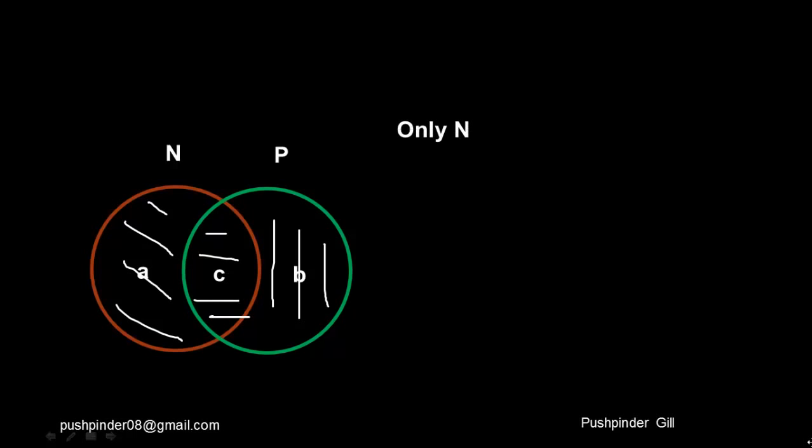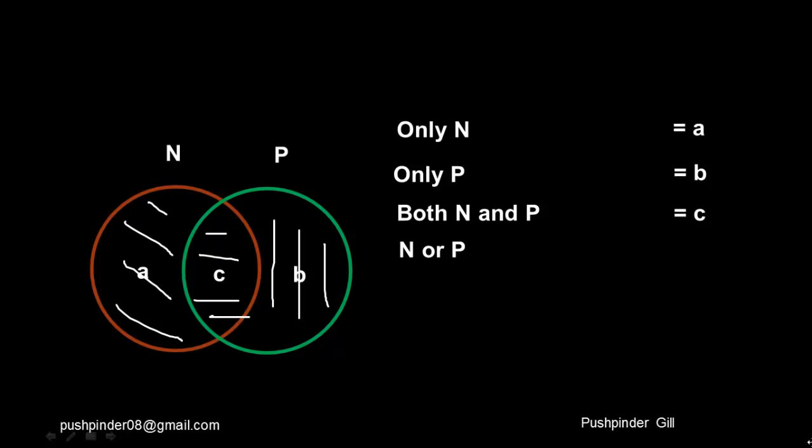If you want to calculate how many people have only notebooks, that will be denoted by A. If you want to know how many people have only pencils, that will be denoted by B. If you want to know how many people have both notebook and pencil, that will be denoted by C. Similarly, if you want to know how many people have either a notebook or a pencil, that would be the sum of all these, because this has a notebook, this has a pencil, this has both notebooks and pencils. So that would be A plus B plus C. This is simple basic stuff, right?